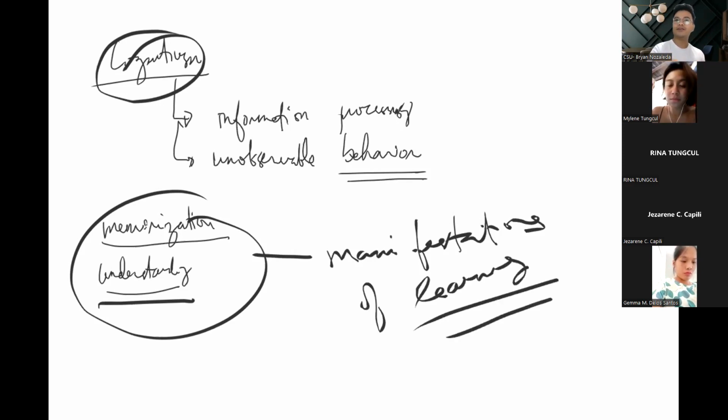These are manifestations of learning. So even though there is no observable behavior, as long as there's an understanding of the theory, there's a storing of information in the mind, and they can use those concepts and theories to manage or modify their behavior, then those are manifestations of learning.